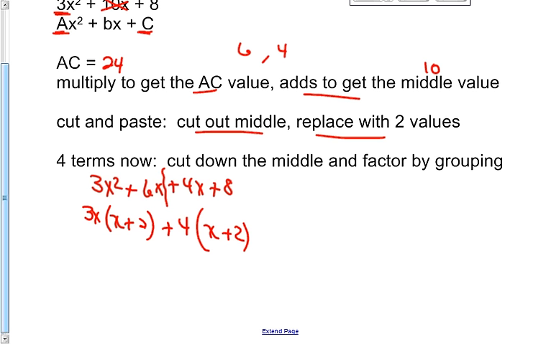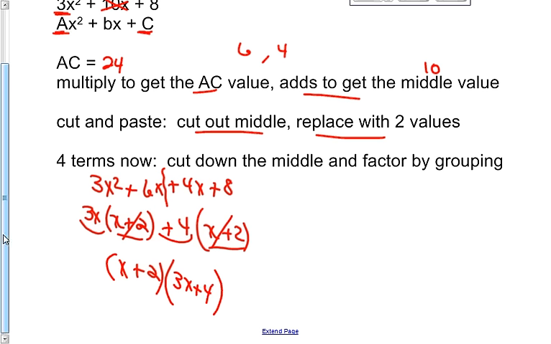Now, if you did this correctly, your x plus 2 brackets should match. Take that bracket out, write it down one time. Now your leftovers will go in the back bracket. 3x plus 4 goes in the back bracket. That's a way that you can always get factoring to work when you have a number in the front.